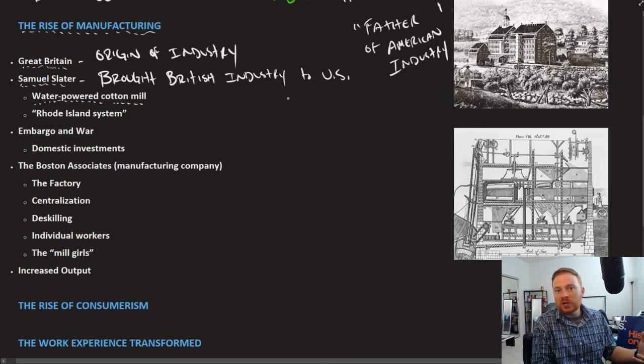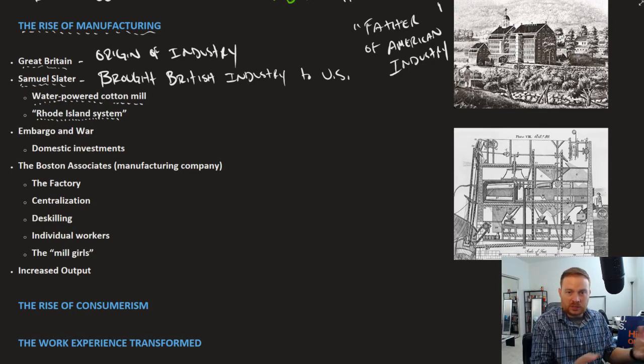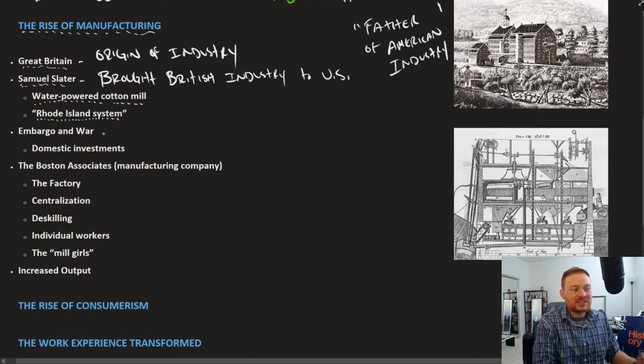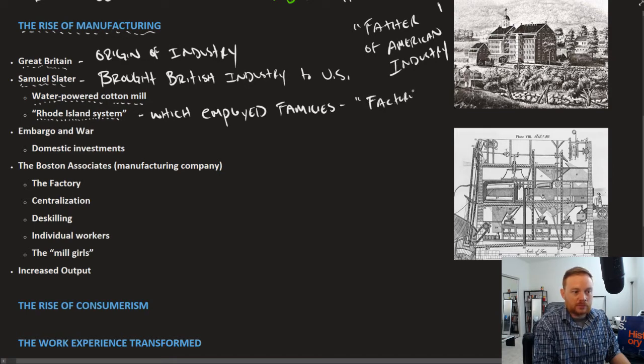to be incredibly successful. His style of a manufacturing or production system, so he's producing, you take the cotton and then you turn it into thread or textile or whatever it is. His system of manufacturing, or his factory system, was known as the Rhode Island system, which employed typically entire families, right? You had what they called a factory village.